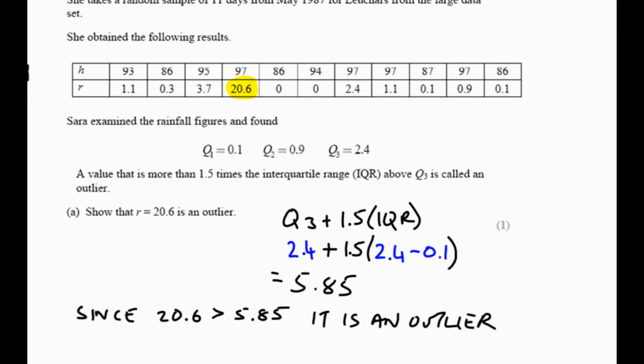Be careful to make sure that you state this. Just finding the 5.85 is not enough to show that you know what to do with it. Finish with a sentence. Since 20.6 is greater than 5.85, it is an outlier.